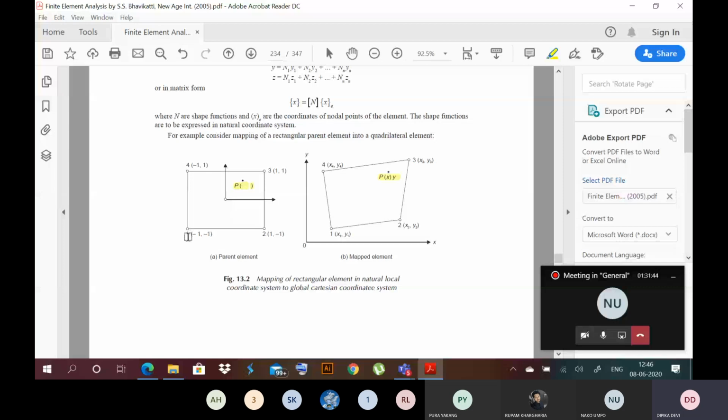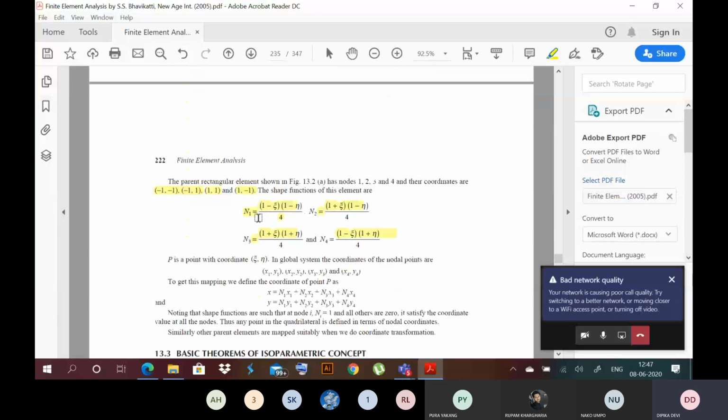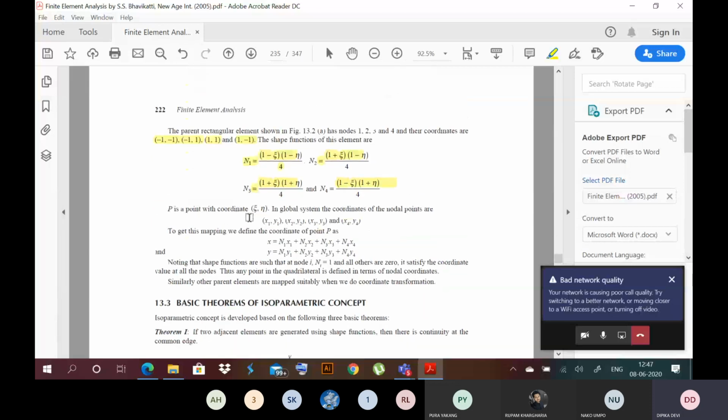Once you remember the coordinates, N1 is (1 minus xi)(1 minus eta) divided by 4, N2 is (1 plus xi)(1 minus eta) divided by 4, N3 is (1 plus xi)(1 plus eta) divided by 4, and N4 is (1 minus xi)(1 plus eta) divided by 4. It's very, very easy to remember. So we know the shape functions, and P is a point which has coordinates xi and eta. Therefore, xi, eta is known.